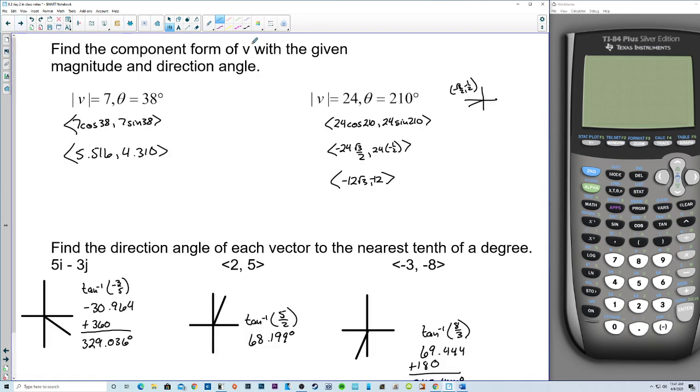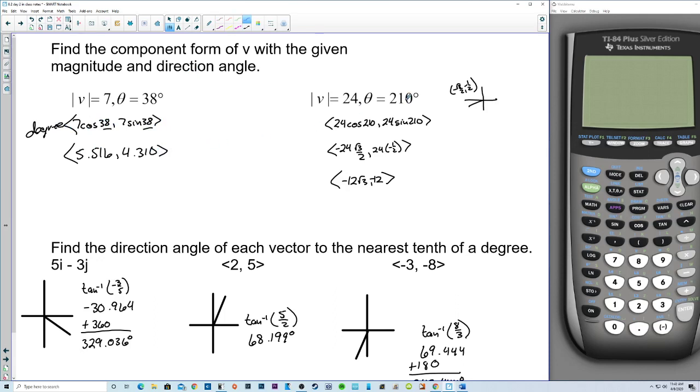Find the component form of v with the given magnitude and direction angle. So we have 7 cosine of 38, 7 sine of 38, and when you plug the calculator in, make sure you're in degree mode, not radians, because we're using degrees. And you get 5.516 and 4.310.